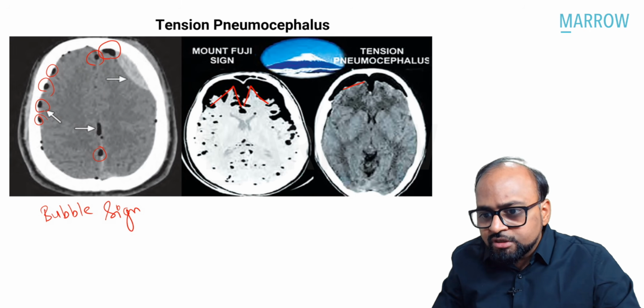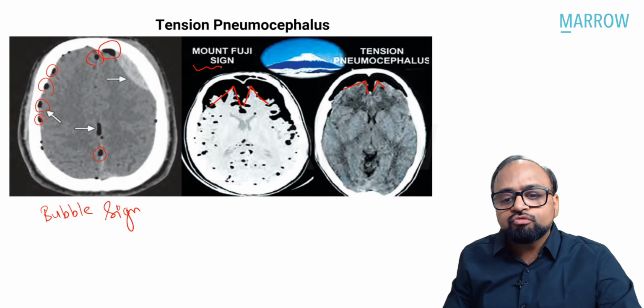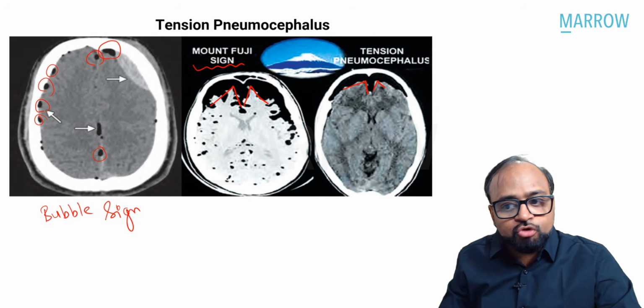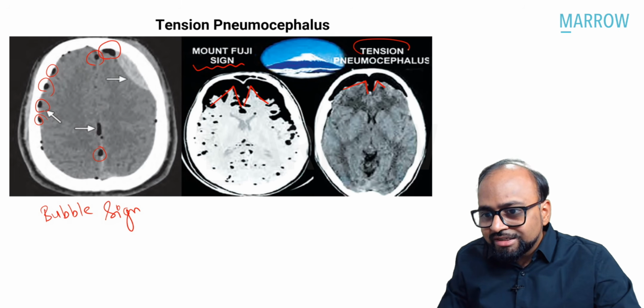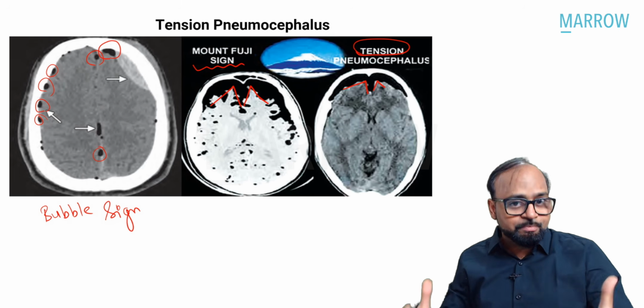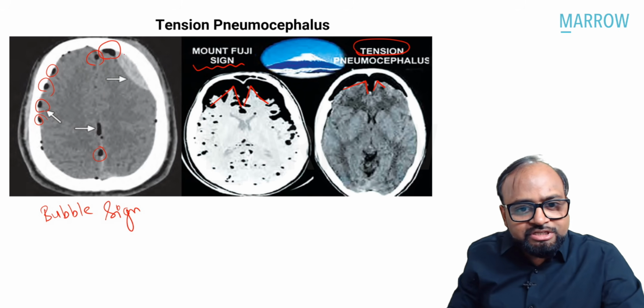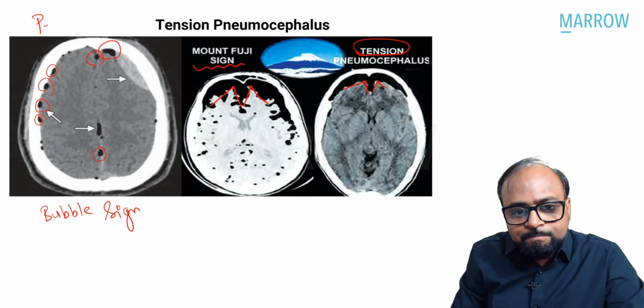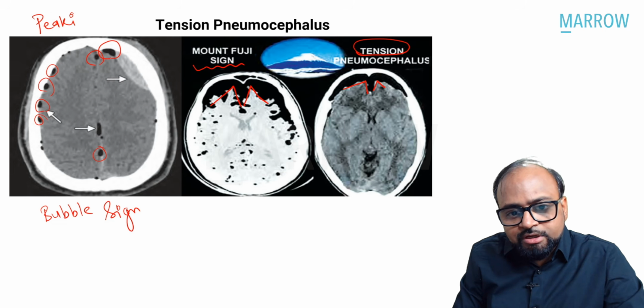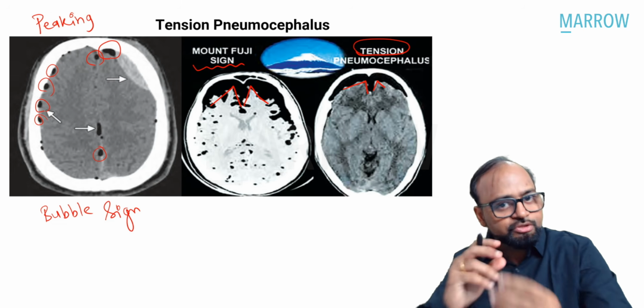So this kind of pointed appearance is what is called the Mount Fuji sign. This is a feature of not just pneumocephalus but tension pneumocephalus. Tension means high pressure, it is compressing the underlying brain parenchyma. Another sign which has been described is the peaking sign, which is a similar appearance where there is a pointed appearance of the brain.